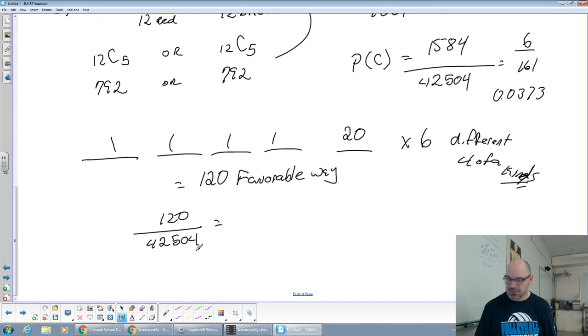42,504. Okay, and again, I don't know if they'll reduce it. Nope, they didn't reduce it. But if they did reduce it, it would be 5 over 1771, which would be, as a decimal, 0.00282.